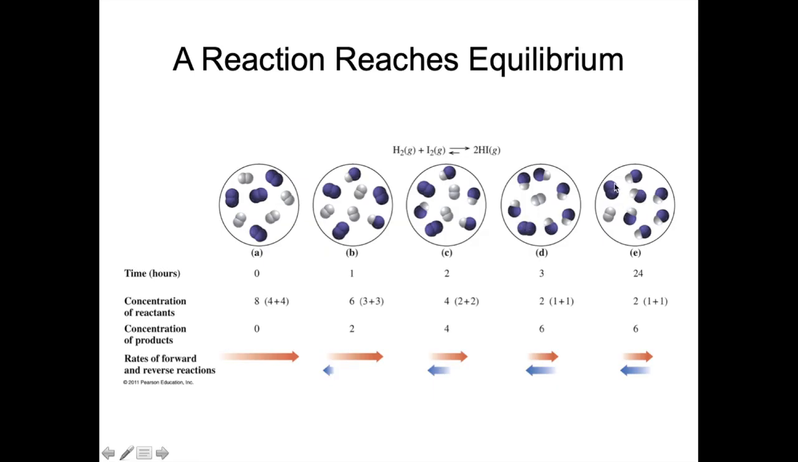Basically, it's not like the reaction stopped. It's just that the rates are equal. So some of these hydrogen iodide molecules are being converted into hydrogen and iodine. It's just that simultaneously that hydrogen and iodine is forming more hydrogen iodide molecules. So those rates seem to cancel each other out.